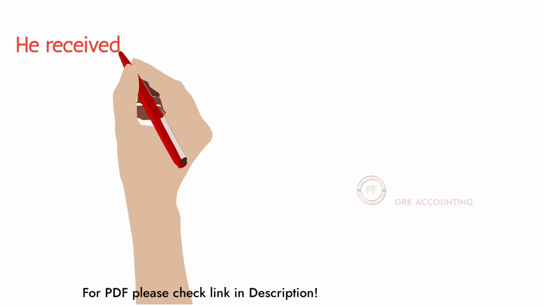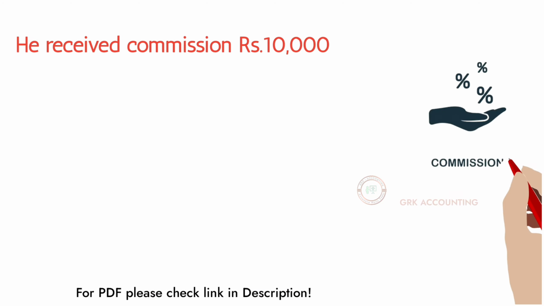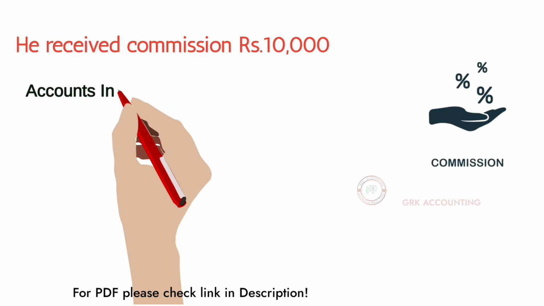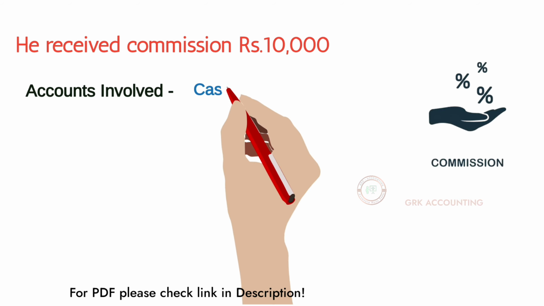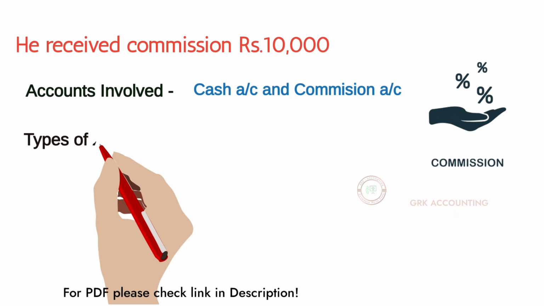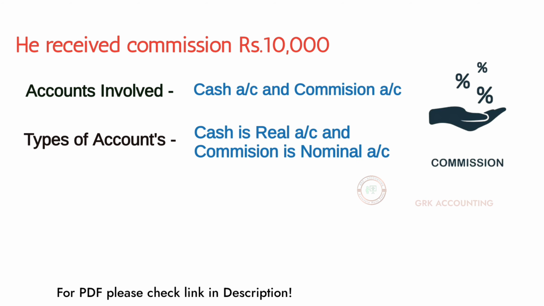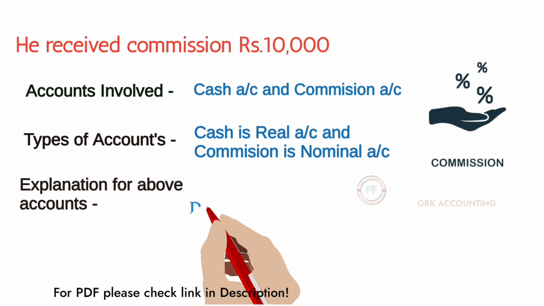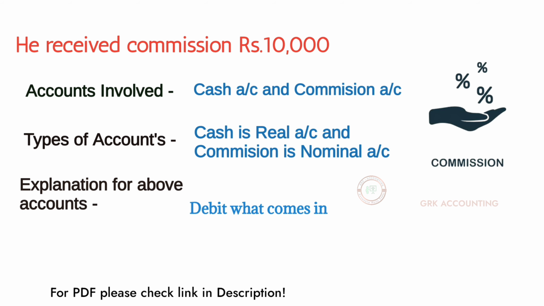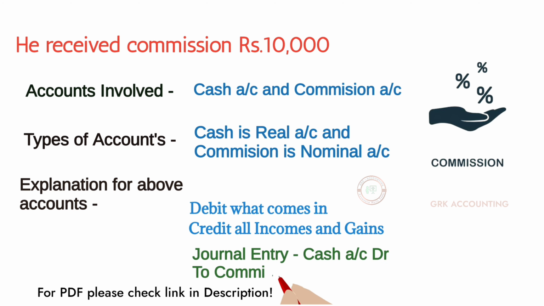He received commission of rupees 10,000. So here what are the accounts involved in this? Cash is getting into the business. By what name? Commission. Cash will be the real account and commission will be the nominal account. Credit all incomes and gains. Do you remember? Commission is an income to us because we are receiving it. So now what are the accounts involved? Cash is a real account and commission is a nominal account. If you go through the golden rules, for real account, debit what comes in. Cash is coming in. Credit all incomes and gains. What is the income? Commission. So cash account debit to commission account.